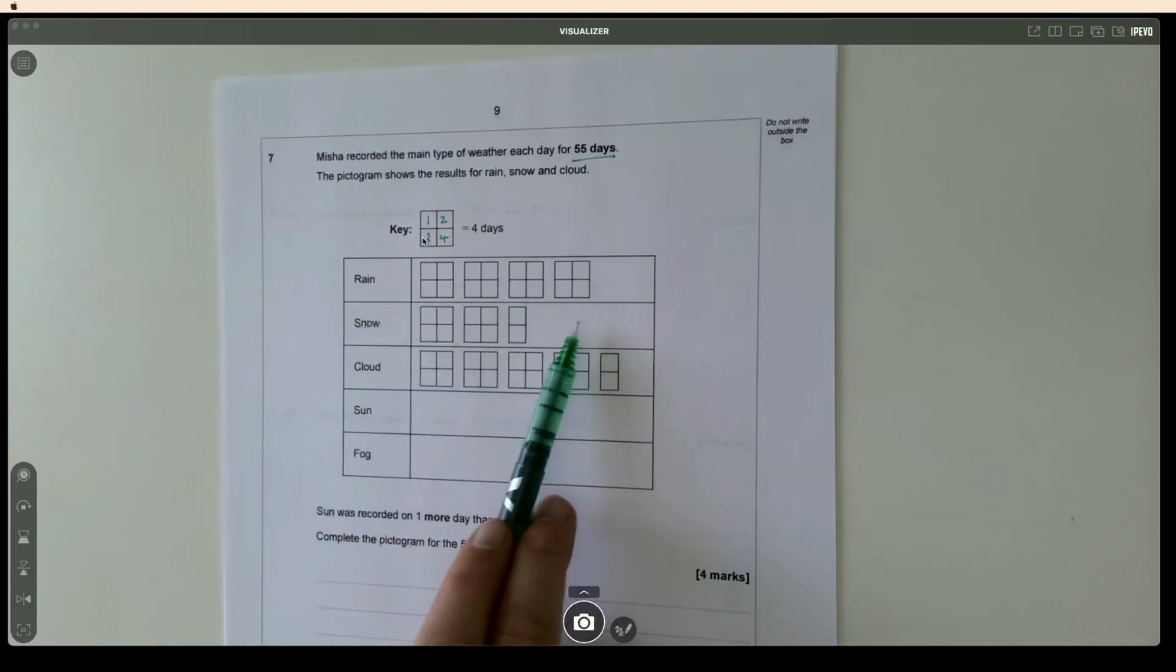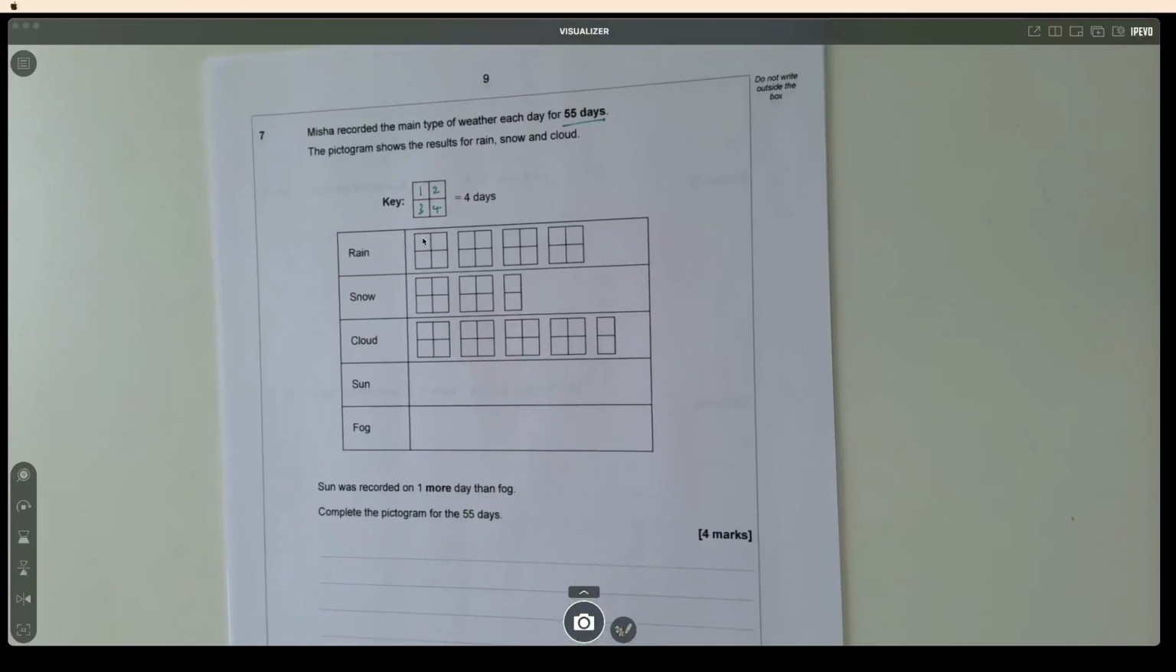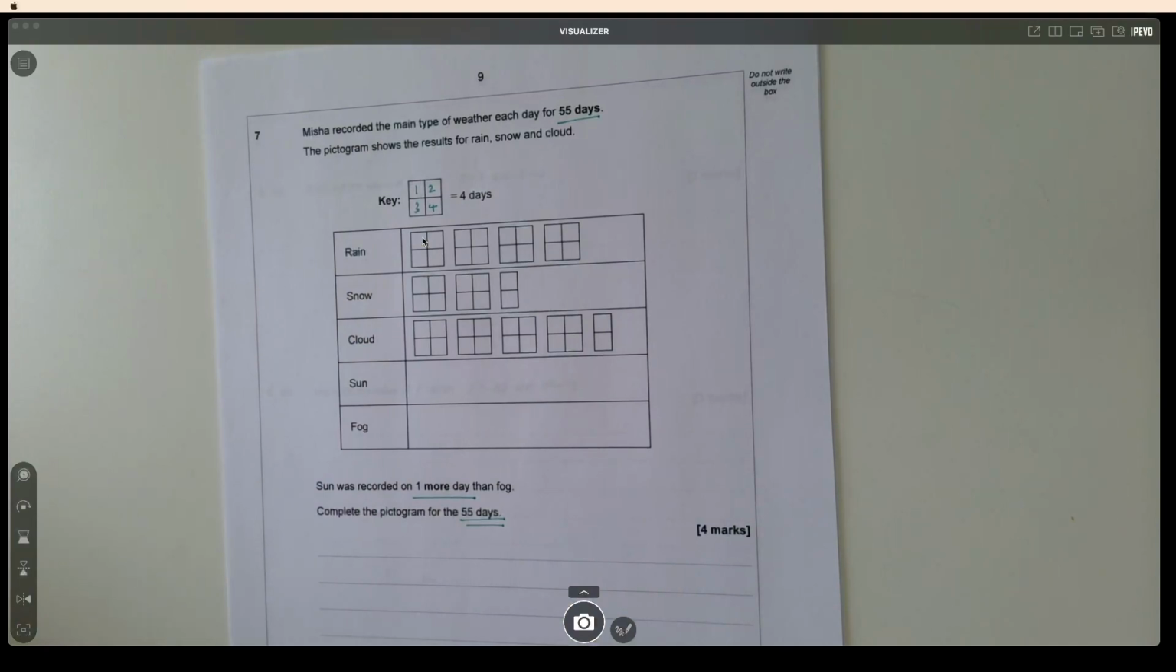Rain, snow, cloud, nothing completed for sun and fog yet. Sun was recorded on one more day than fog. That's an important piece of information. And it says then to complete the pictogram for 55 days. So some of the days have already been completed for us. We need to figure out how many days have been completed and then that will tell us the number of days left to split between sun and fog appropriately.